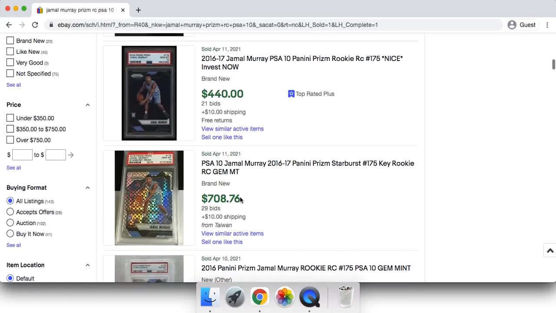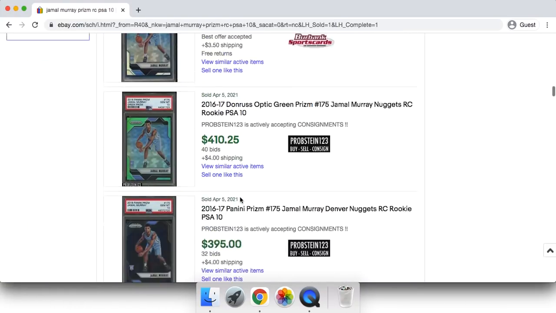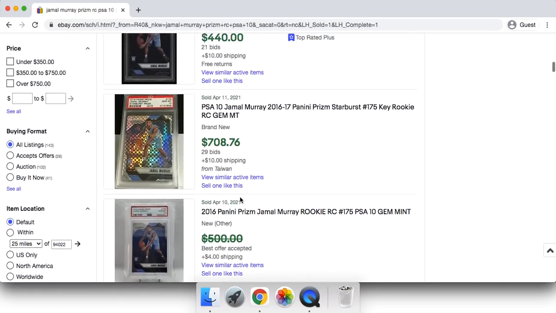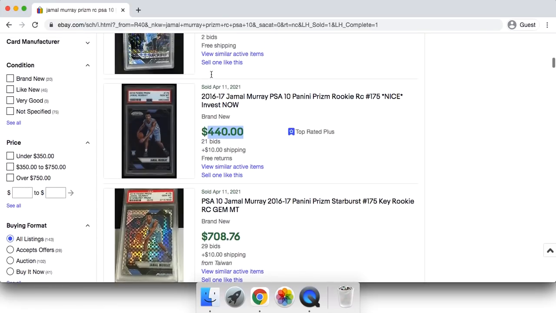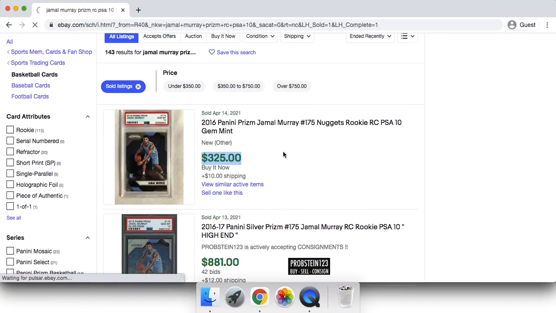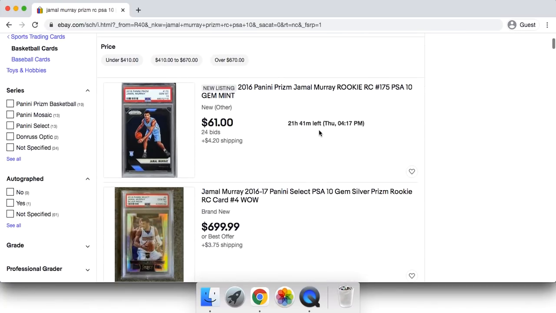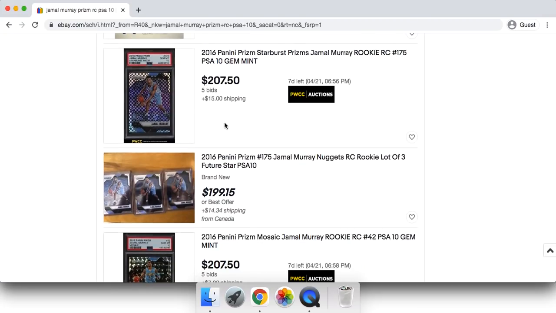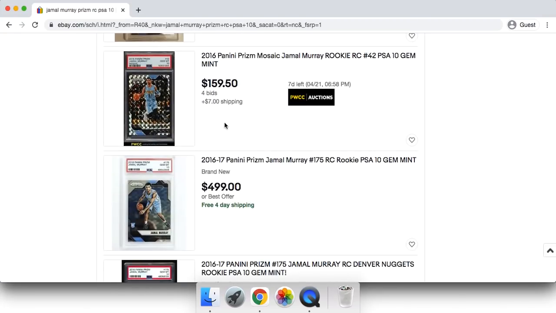Of course, he tore his ACL, unfortunately, and this card dipped by over $100 in 1 day, practically. So this was a $440 card on April 11th, and as soon as the injury happened, it pretty much dipped down to around $300. The card is not in the best spot right now. As we can see, there's not many bidders at all. So if you have Jamal Murray, to be very honest, now may not be the time to sell.